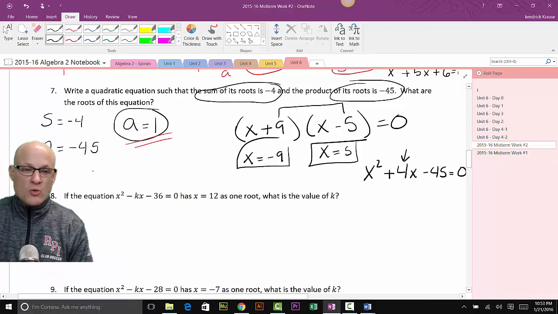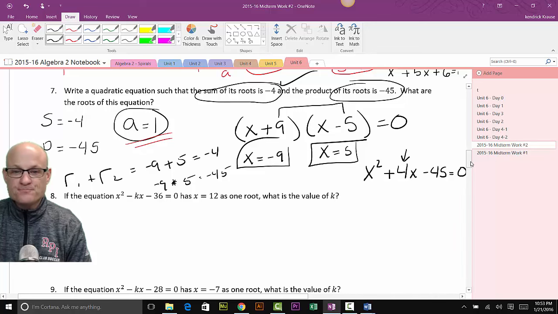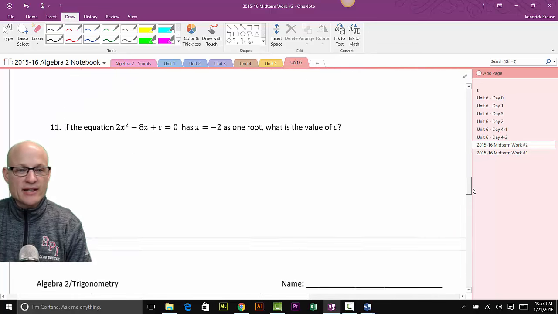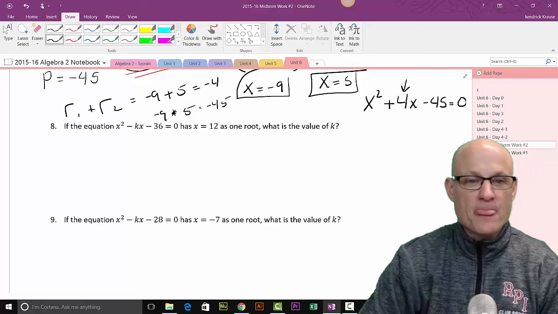Well, let's add them up. What is root 1 plus root 2? Add them up, you get -9 plus 5. That's negative 4. Ka-ching! Multiplying: negative 9 times 5 is negative 45, and it works. All right. We're almost done. 8, 9, 10, 11. Ooh, only 4 more questions.